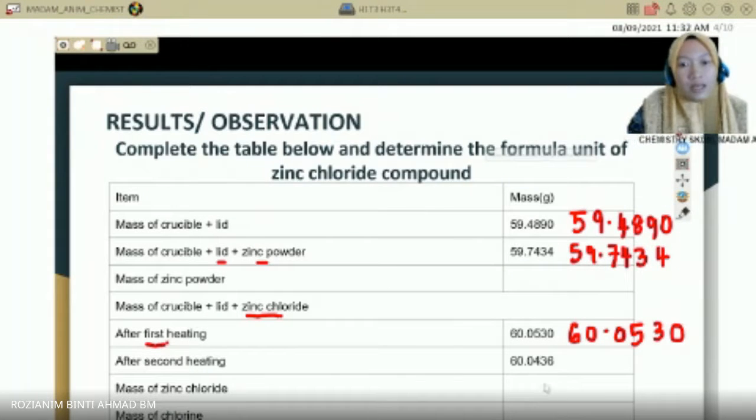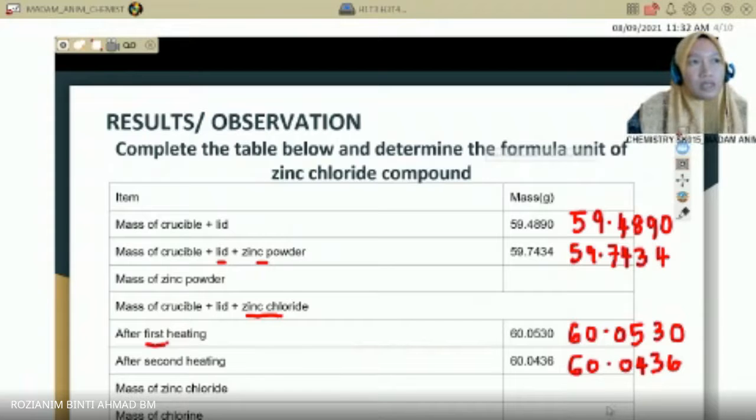And for the second heating, we heat a little more. Okay, and then we get the decrease of the mass, 16.0436. Okay, we have the four data together.